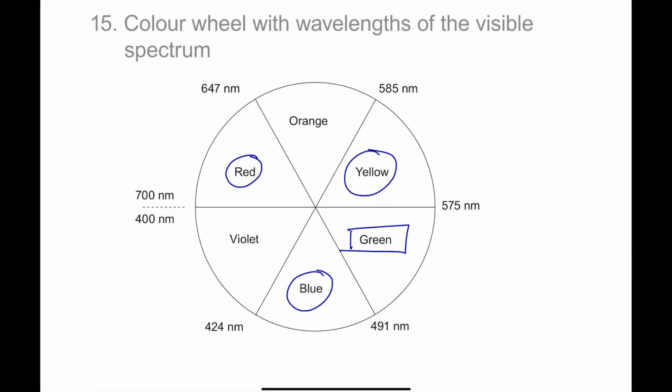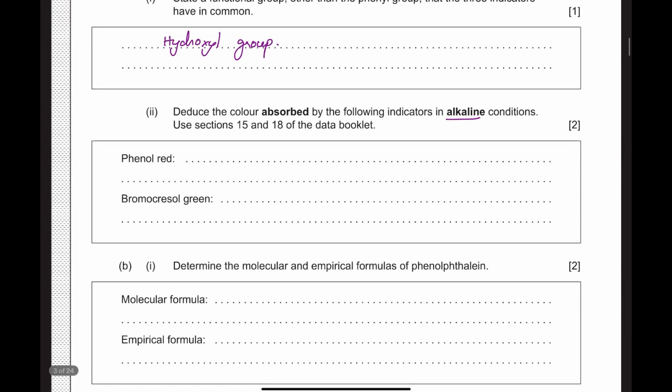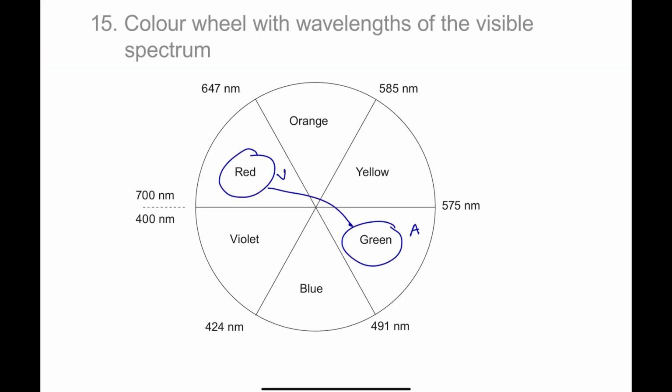Now see, for the first one, for phenol red, the color is red. So if it's red, green will be absorbed. I'll just remove these annotations from the previous paper. As it's showing you red, so red is visible, so green will be absorbed. So for phenol red, the color green is absorbed. For bromocresol green, the color which is visible is blue. So the color which will be absorbed is the opposite to blue. So it has to be orange.